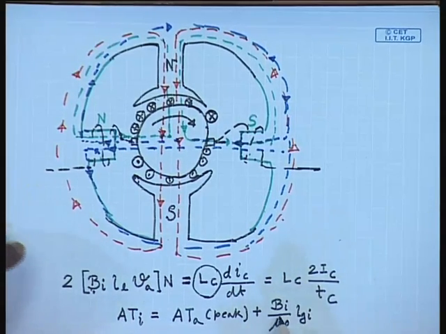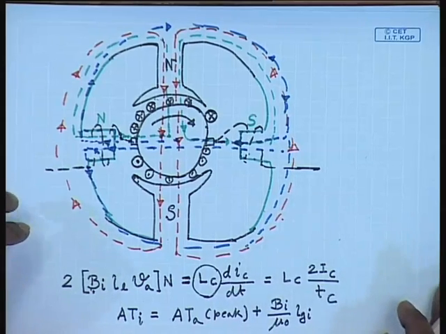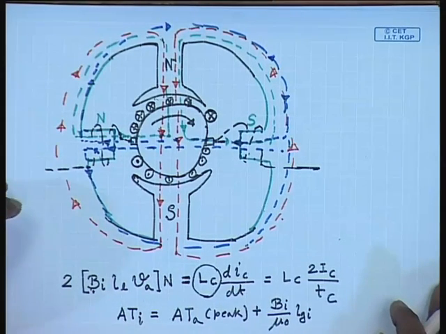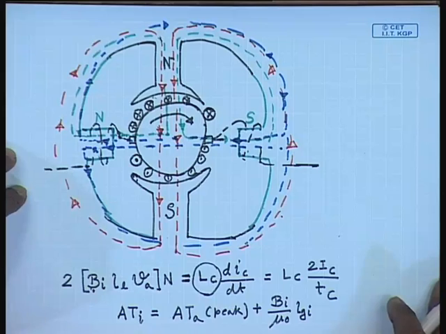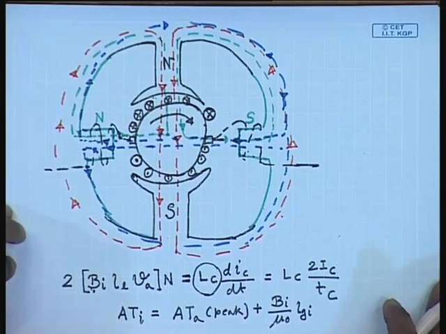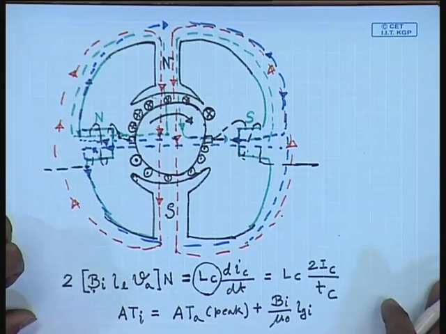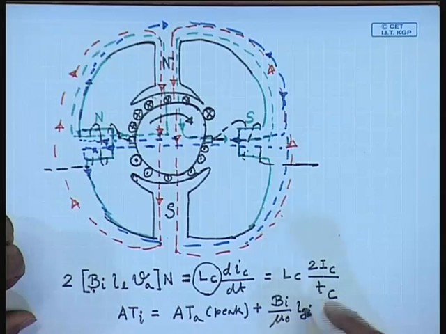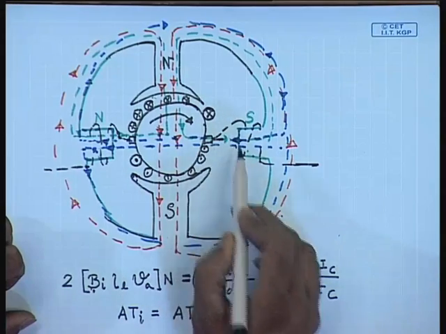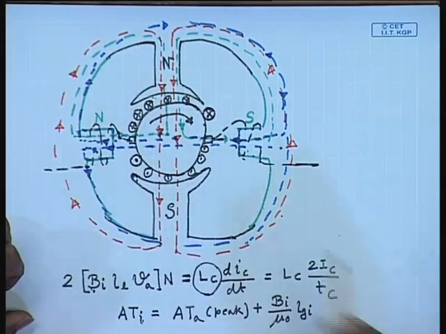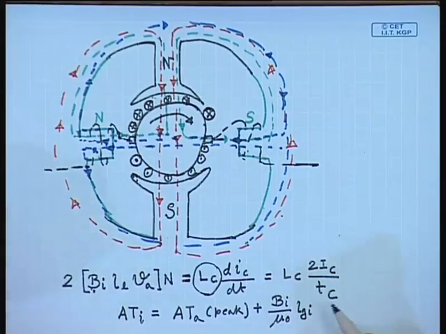This is given by, where B I is the required flux density at the interpole of the desired polarity, L g is the total length of air gap at the interpole, and of course mu naught is the permeability of free space.